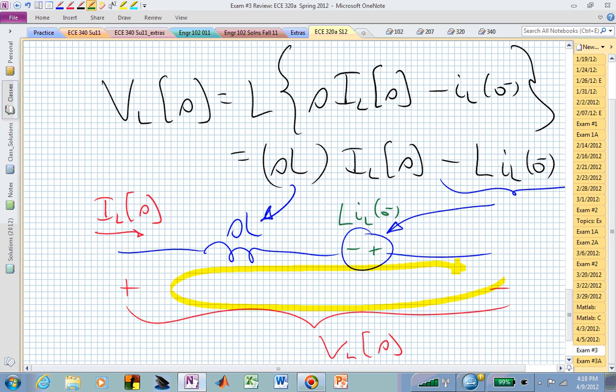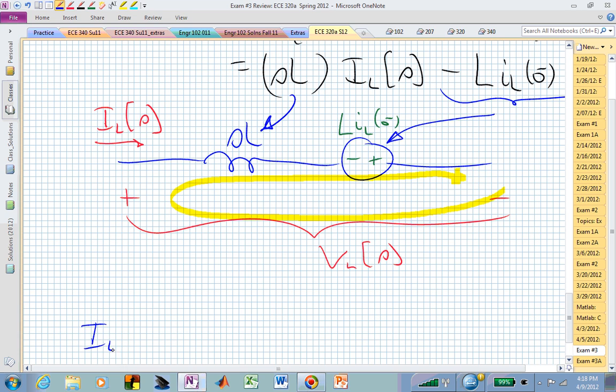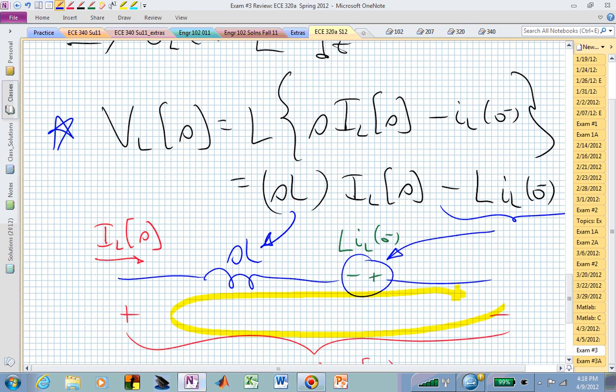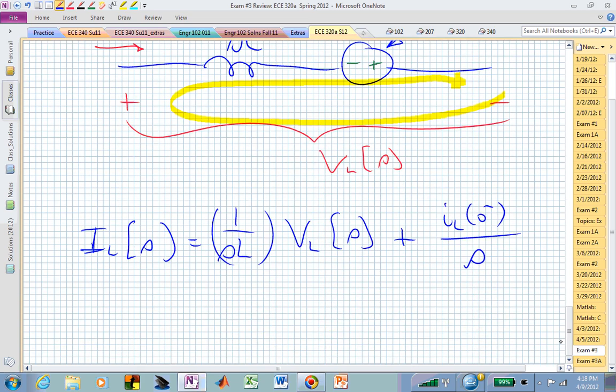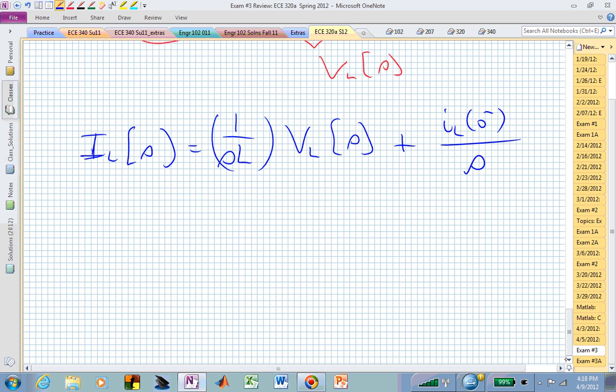And you should be able to now solve this expression for I sub L of S, meaning now I sub L of S is equal, if I divide every term by SL, I have 1 over SL V sub L of S. And if I put this initial condition term on the other side, I have a plus, and I've divided by SL, so I now have I sub L of 0 minus over S.